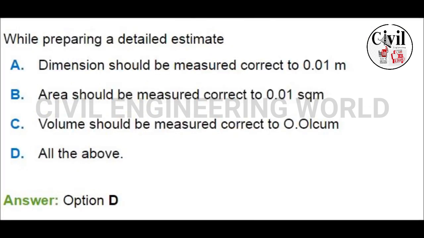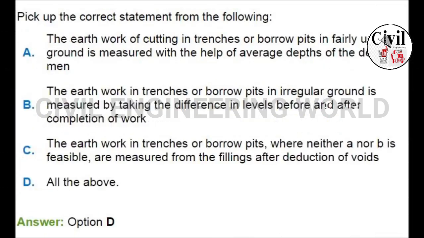While preparing a detailed estimate, dimensions should be measured up to 0.01 meter. Area should be measured up to 0.1 square meter, and the volume should be measured correctly to 0.01 cubic meter, and all of above. So option D is the correct answer, because all these units are correct that we use.